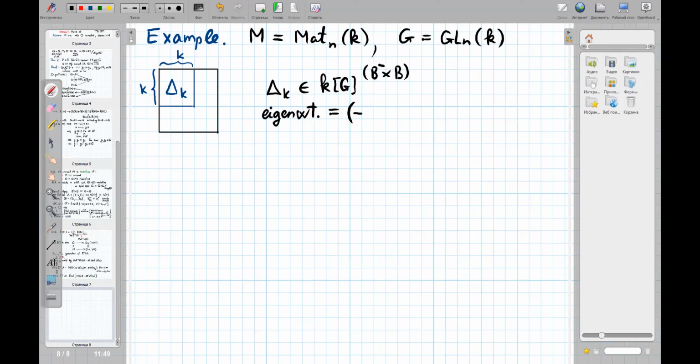And this is the following pair of characters: minus epsilon 1 minus etc. minus epsilon k, comma epsilon 1 plus etc. plus epsilon k, where these epsilon i's are the same as before. Epsilon i's denote the diagonal entries. So the maximal torus here is the subgroup of diagonal matrices, and epsilon i's denote the diagonal entries of the maximal torus.